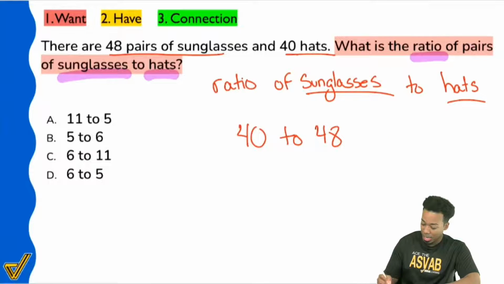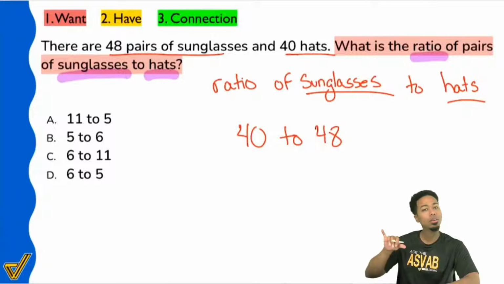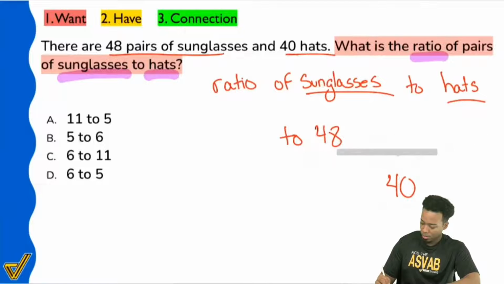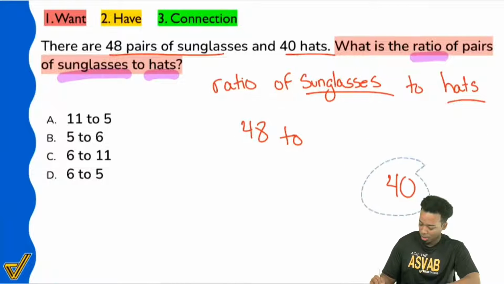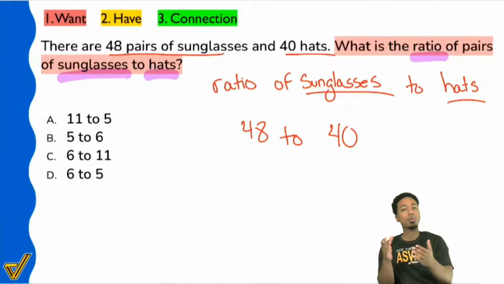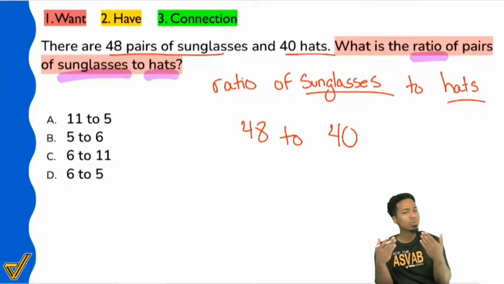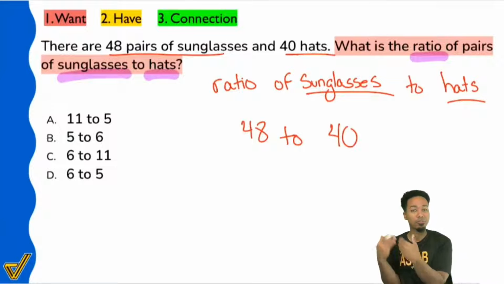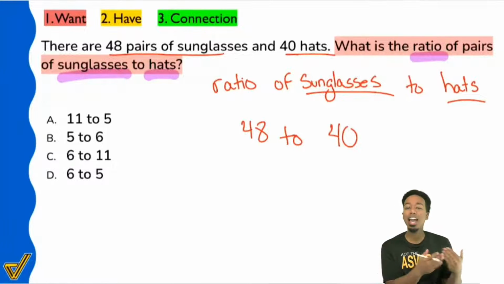So instead of it saying 40, then 48, like we did, because we did hats and sunglasses, we flip it to do sunglasses, then hats. So boom, right there, and we're set. Yes or no, everybody, does that make sense to you? The order really does matter. If we say what's the ratio of sunglasses to hats, then we need to write the number for sunglasses first and then hats second.